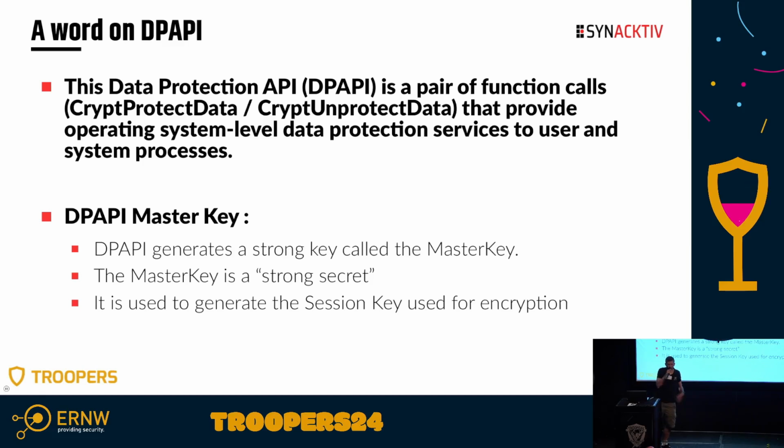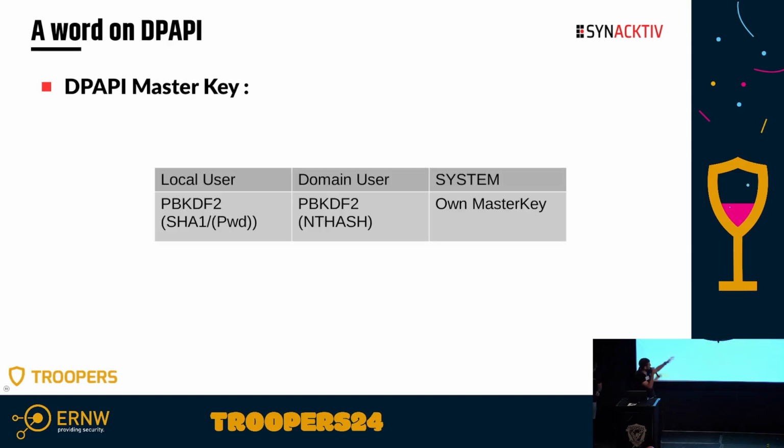The main example that we often use is the Google Chrome password database. It relies on the master key. The master key is not a key per se, it's just a strong secret. And this strong secret is then used to generate a session key, which is the real key used for the encryption. The master key is derived from the user's password.